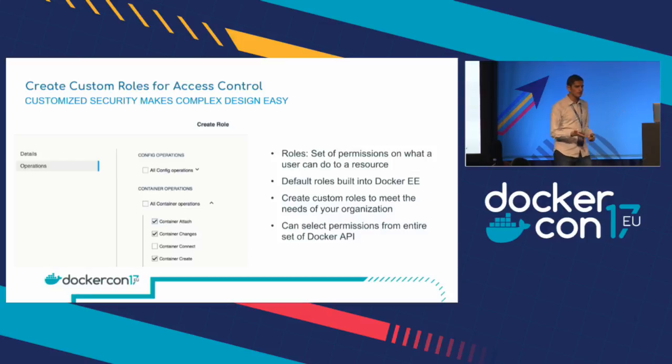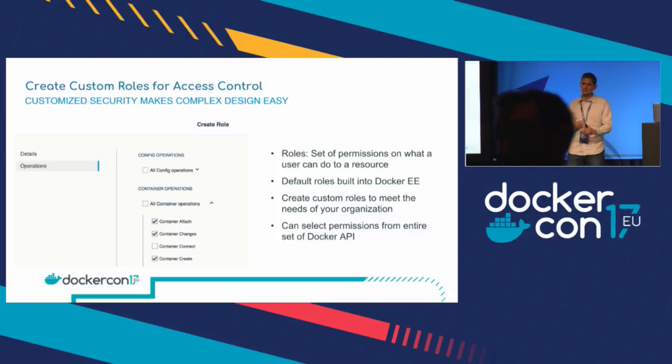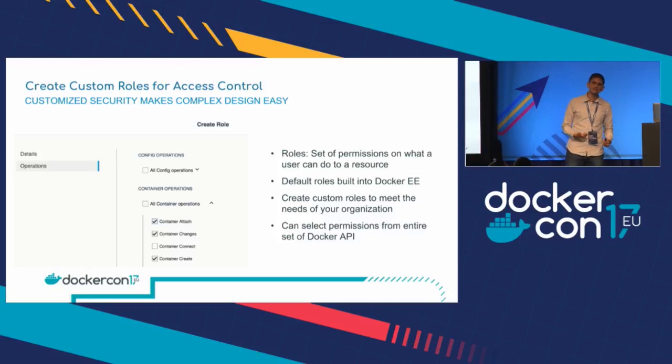The biggest one I want to talk about here is the ability to create custom roles. So a role is a set of permissions on what a user can do to a resource. For example, I can view a resource, but I can't actually deploy one. I can edit the resource, I can deploy it, but then I can't edit the containers midstream. I can deploy containers, but I can't deploy volumes or a specific type of volume. So in Docker EE, we used to have a couple of default roles, which we still have, like no access, view only, full control. But what we've added since is the ability to create custom roles.